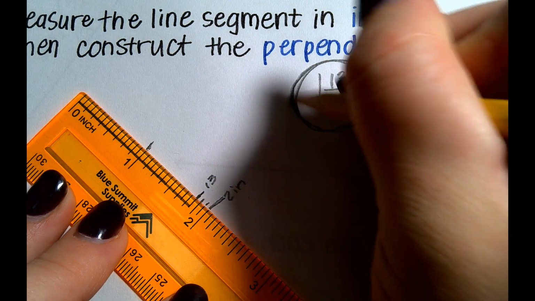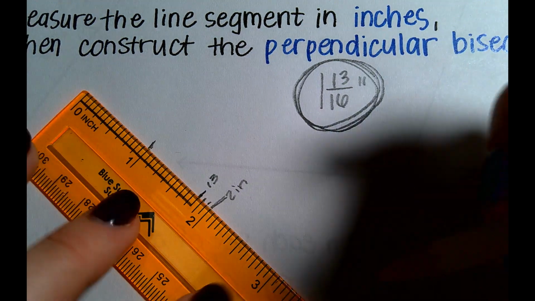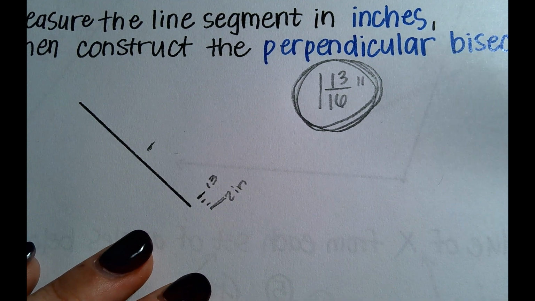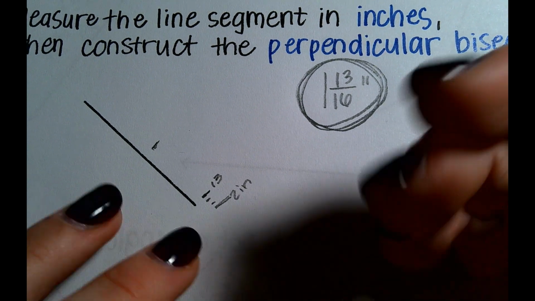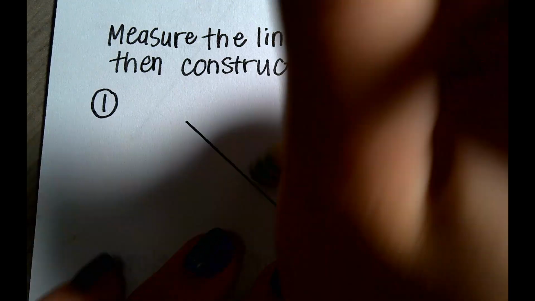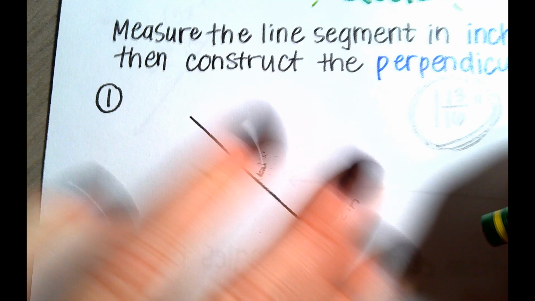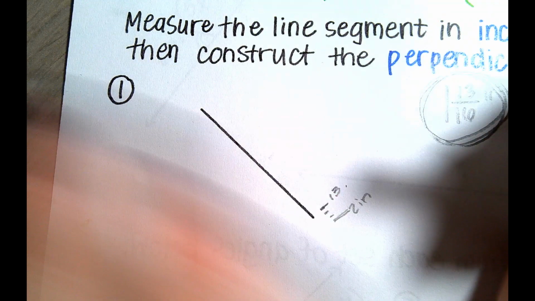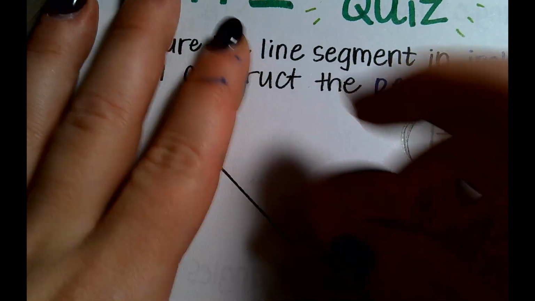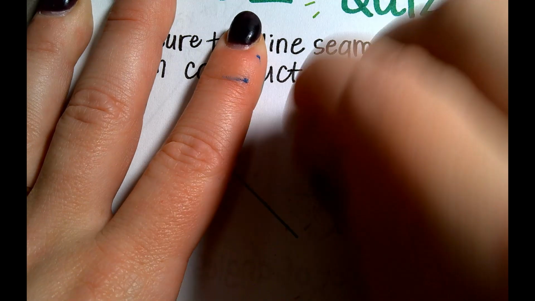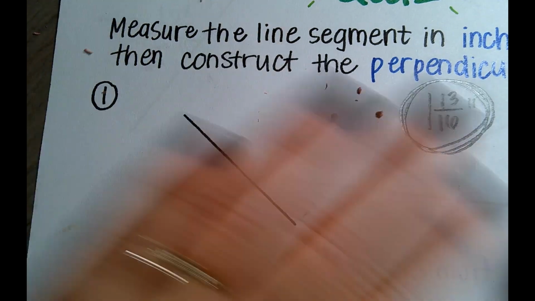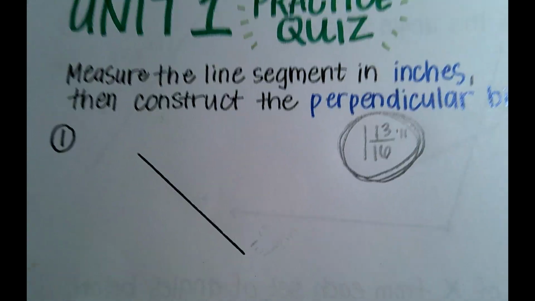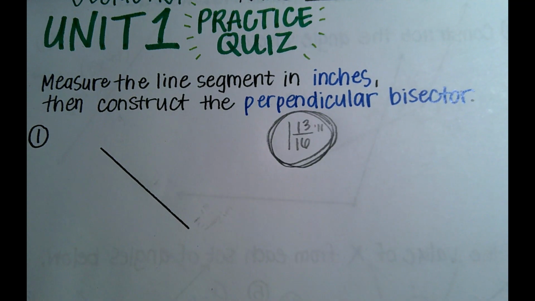Okay. Is anybody unsure how we got that, or do we feel okay? Make sure this is a great time to ask questions. This practice quiz is a wonderful time to do that. Okay. So I'm going to just erase these markings so they're not in my way. So we've done the first part of number 1. Now the next step, it says we need to construct the perpendicular bisector.